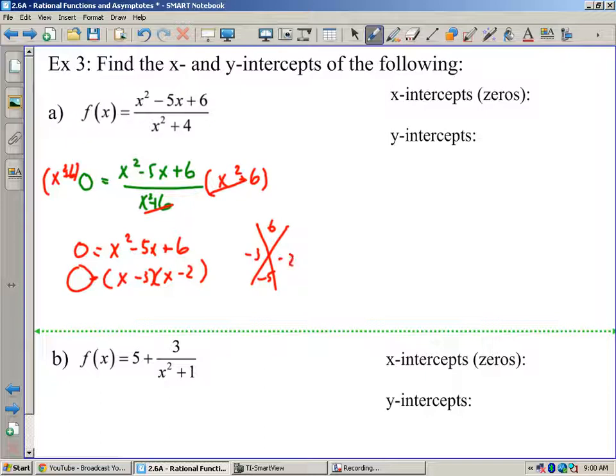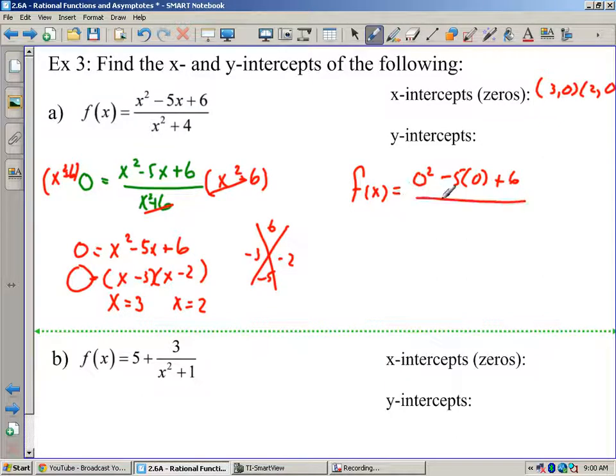And so then my x-intercepts are x equals 3 and x equals 2. So I'm going to write them as ordered pairs up here, (3, 0) and (2, 0). If I'm looking for my y-intercepts, then I need to figure out when my x is 0, what is my y value? And so f of x will equal 0 squared minus 5 times 0 plus 6 all over 0 squared plus 4. And a quick little simplification gives me 6/4, which is really 3/2. And so then my y-intercept is (0, 3/2). And so then that would help me find some of my graph and things like that.